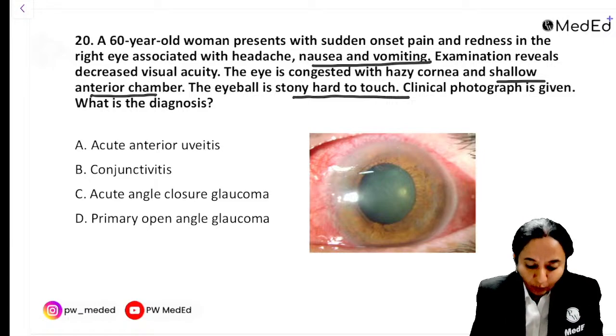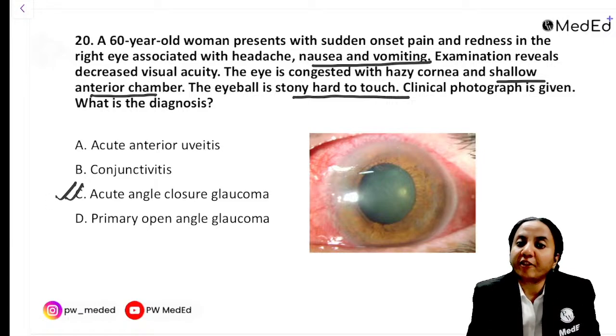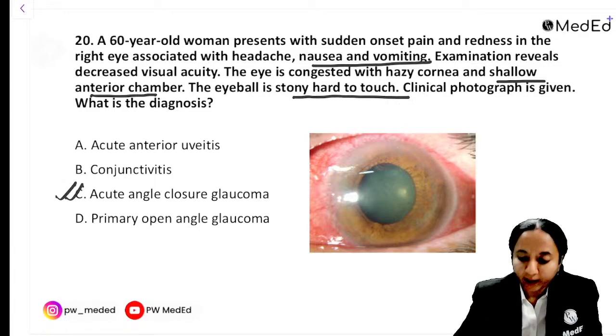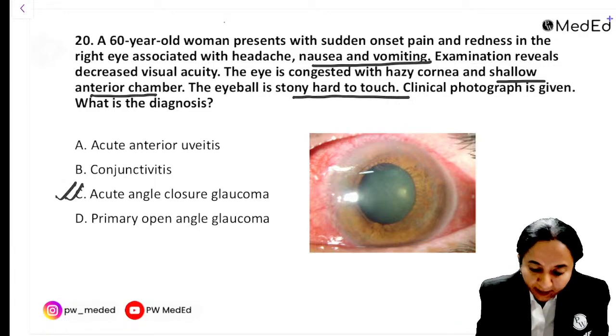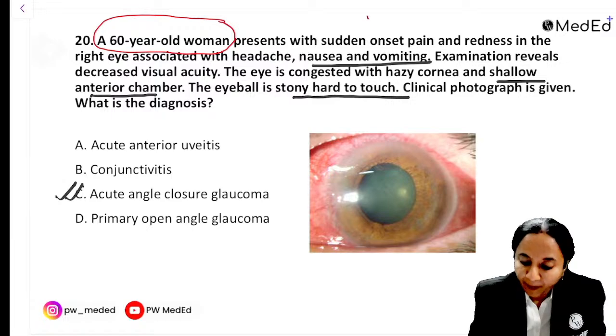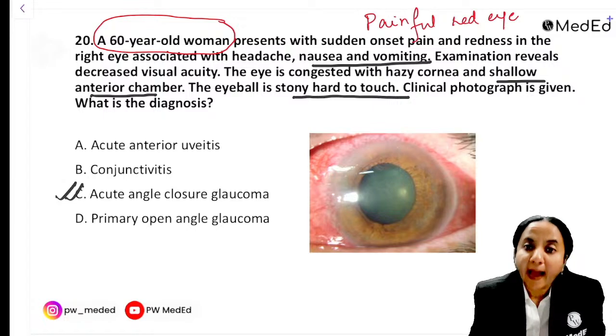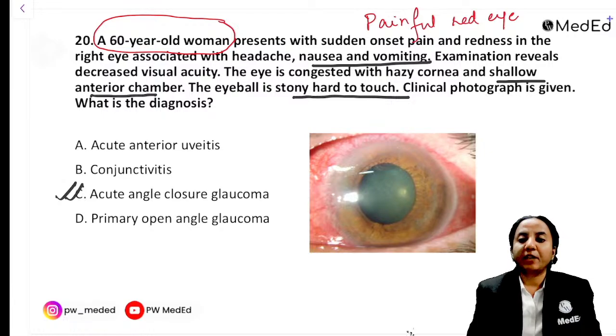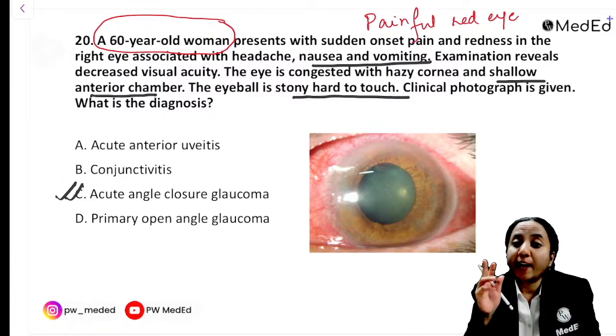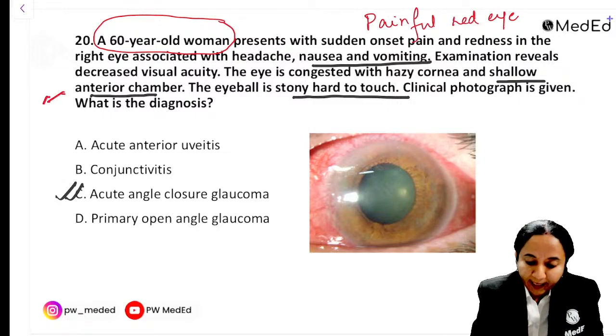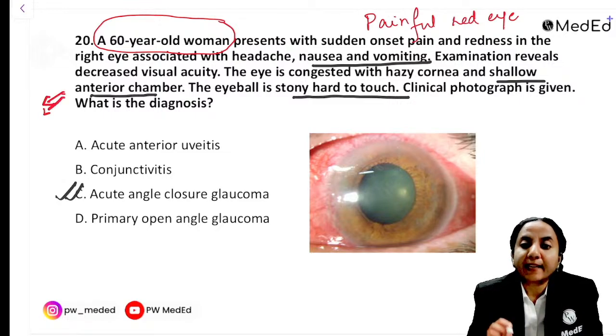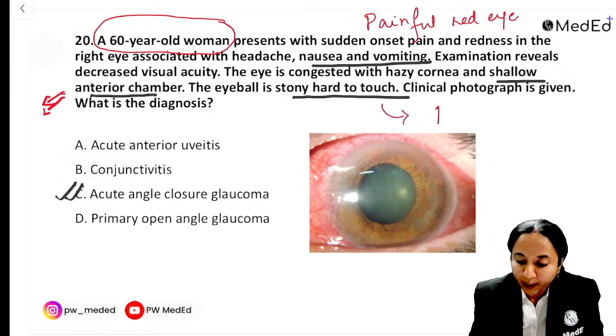Yes, the answer is acute angle closure glaucoma, and this is a very, very often asked question. So what are the pointers in the question? Acute angle closure glaucoma is seen in elderly female patients, and it is a painful red eye. The pain is so much that there may be associated nausea and vomiting. On examination, the cornea is hazy. There is a shallow anterior chamber. This shallow AC is suggestive of angle closure. And the eyeball is stony hard to touch, which means the IOP is very, very high.